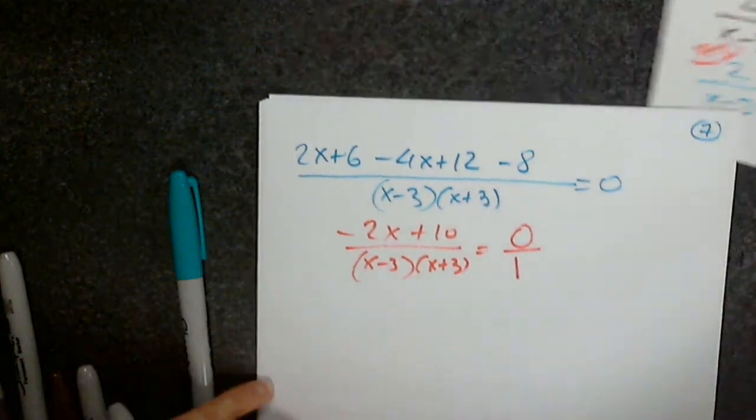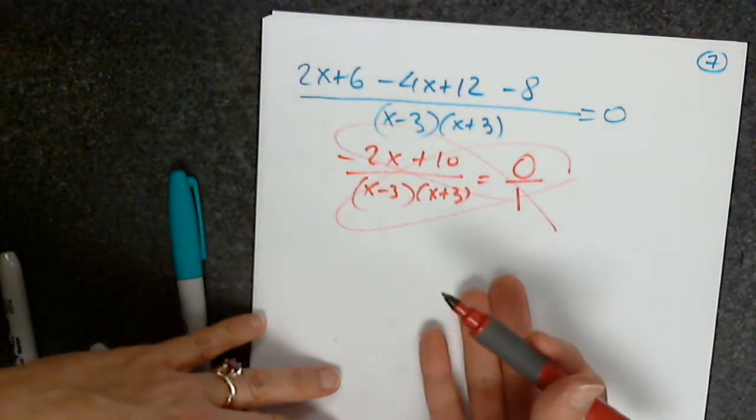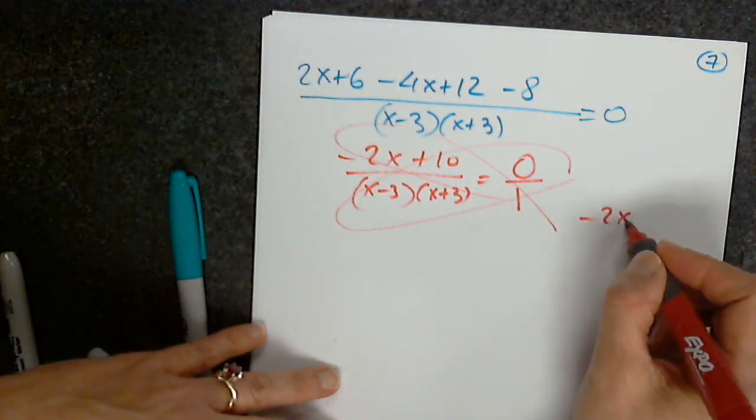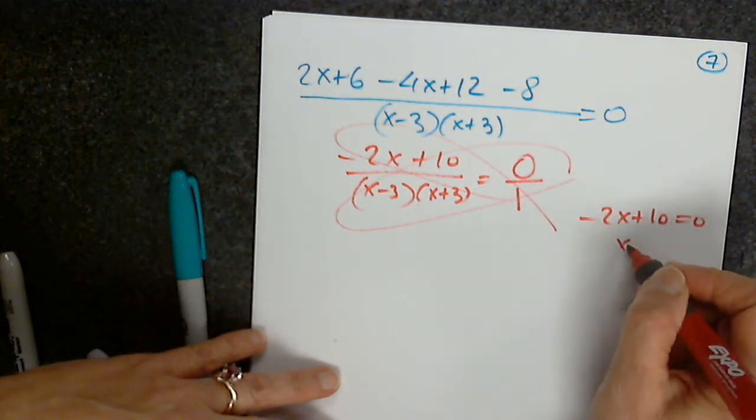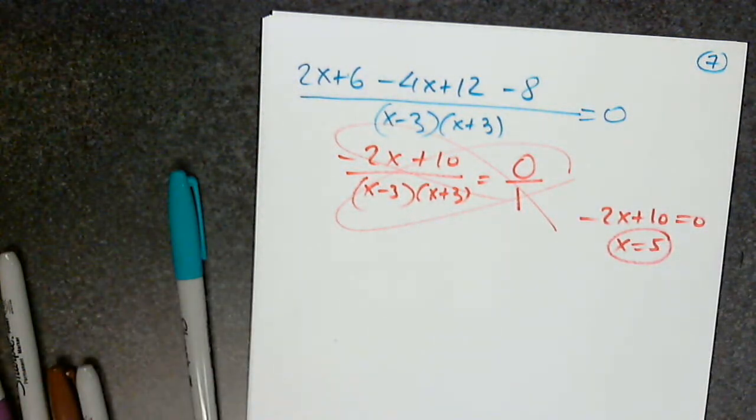That simplifies a lot. And then when I cross multiply, because now this is a proportion, I get negative 2x plus 10 equals 0, or x equals 5. And 5 is not on the list of restrictions. It's not 3 or negative 3, so it should be safe.